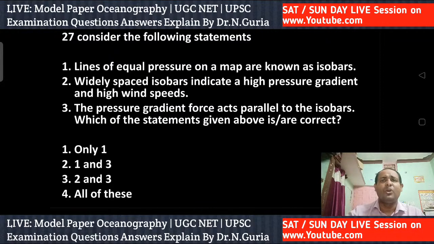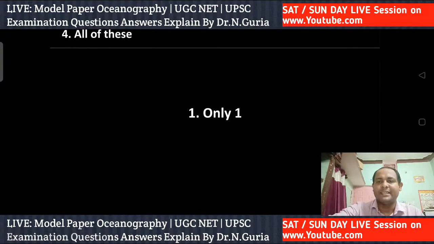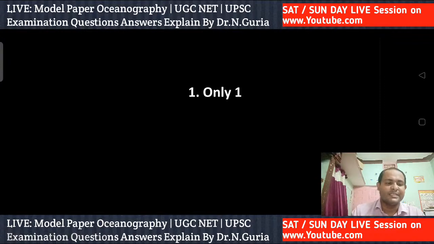Question number 27: force is generated by the pressure difference between two points. Basically, isobars are lines that show equal pressure, and closely spaced isobars indicate a high pressure gradient and high wind speed, and widely spaced isobars indicate a low pressure gradient and low wind speed. The pressure gradient force acts perpendicular to the isobar. So the correct answer is only one.